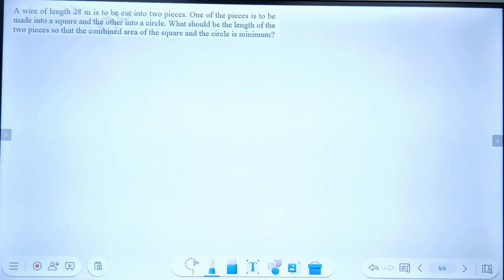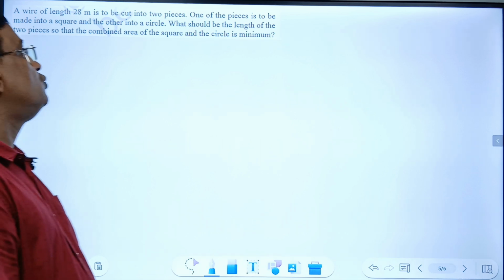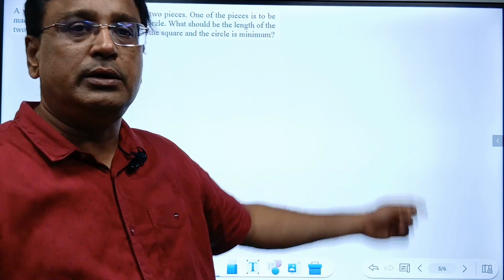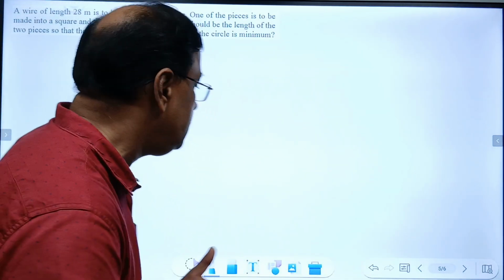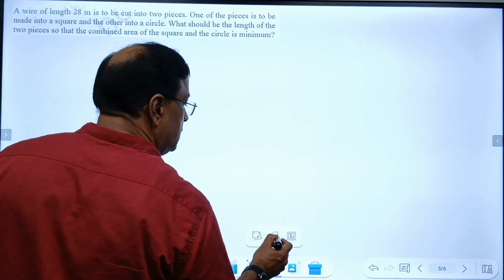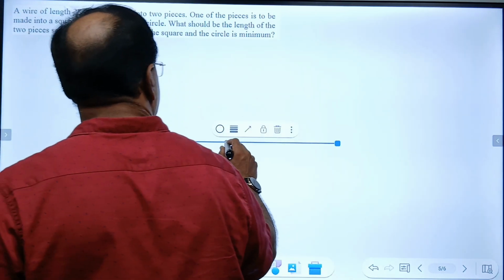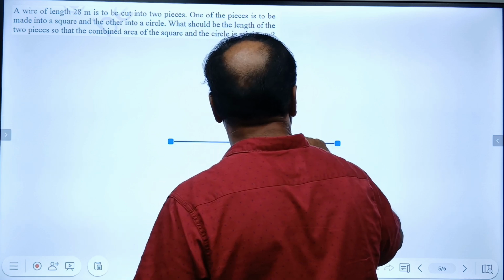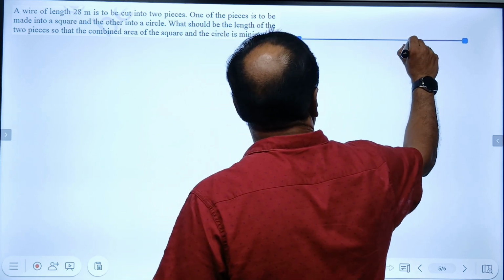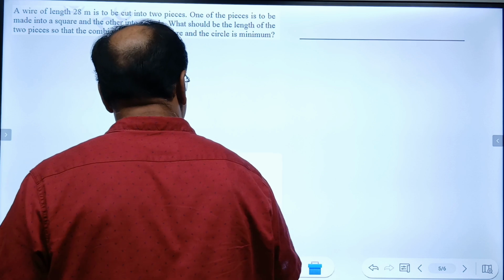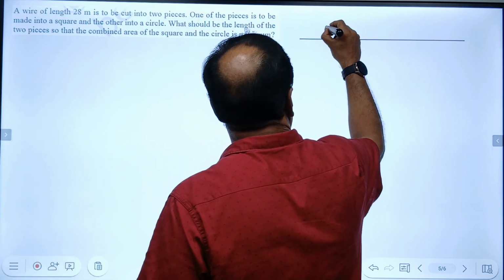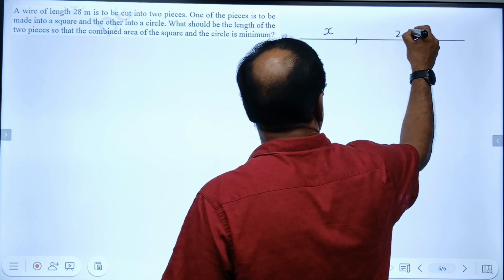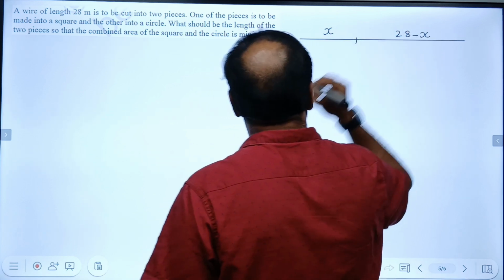Now this is another very, very important type of question. A wire of length 28 meters is to be cut into two pieces. I have a long wire, it is cut into two pieces. The wire length is 28 meters, but I don't know where I'm going to cut. So since I don't know where I'm going to cut, first let me take that wire. This is the wire, and I am going to cut it somewhere. So how do I write somewhere in mathematics? I call it x, and the other piece is 28 minus x.